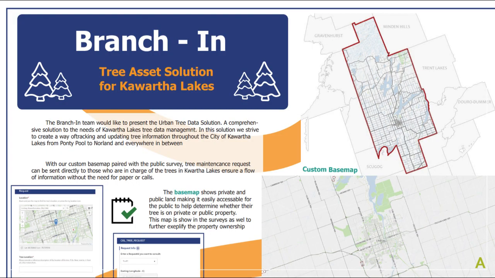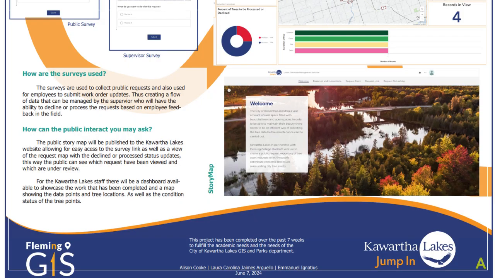There's some customization of symbols, as well as the line map that creates a bit of a flow from the custom base map to the surveys. Next. And then down to the dashboard and the story map, as well as a little why we use it, why it's useful, and of course, following the branding. Next.